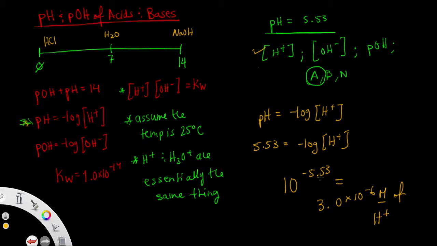So we solved for our H plus concentration using pH equals negative log times our concentration of H plus, and by taking the base of 10 to the negative 5.53 power, because we know that it's the base to some power equals something. So the base to some power, to the negative of that power because it's a negative log, will equal something. And that something is 3.0 times 10 to the power of negative 6 moles per liter of H plus. So using this information, we can find our OH minus concentration.